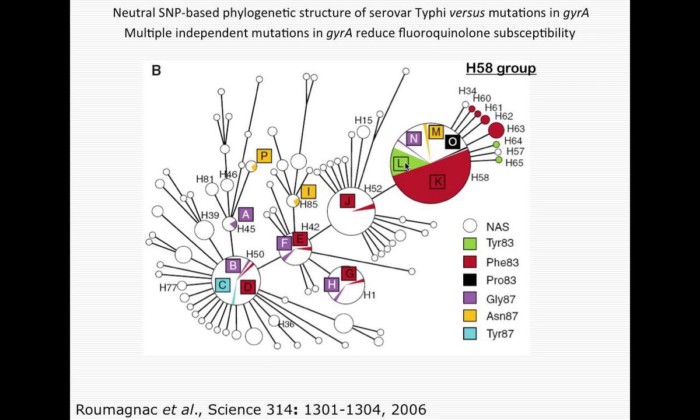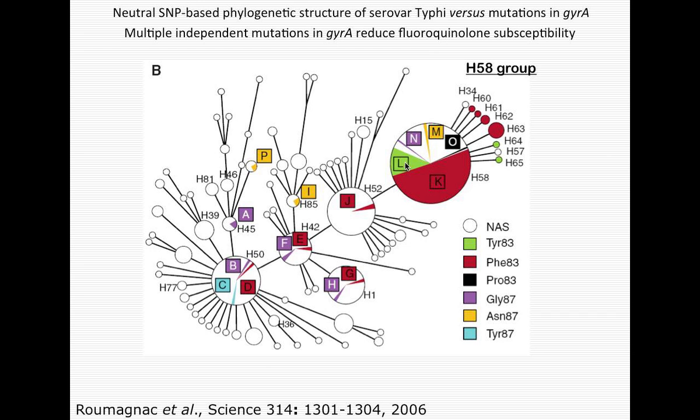And the thing I want to focus on here are the colors. And these colors are mutations in the gyrA gene that reduce fluoroquinolone susceptibility. So red is this one here, a P83 mutation. And you see it here, and here, and here, and here, and here. No, that's a different color, sorry. Along with white, which is wild type.